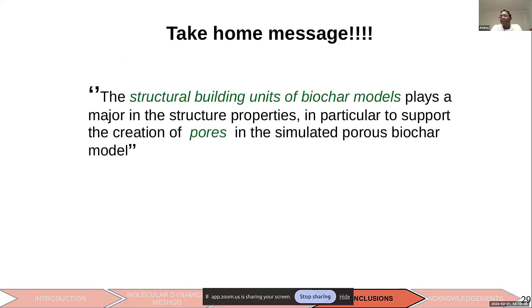So the take-home message for my presentation is what I've been able to understand from this work: the structural units of the biochar models play a major role in the structural properties, and in particular in supporting the pores in the simulation of the porous biochar model.